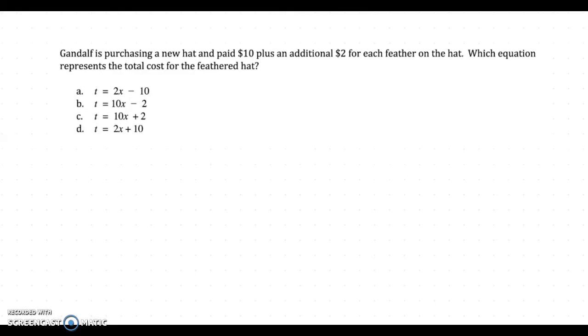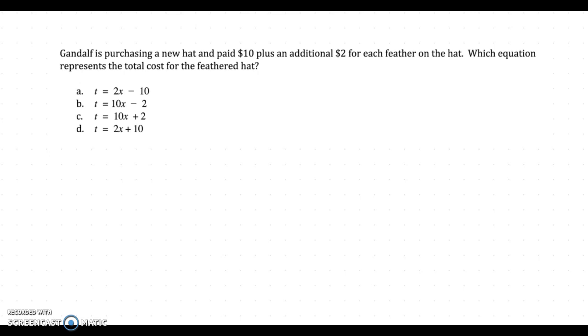In this video, we're going to go through Learning Target 1.2.2, which is talking about writing equations given a scenario. So this says Gandalf is purchasing a new hat and paid $10 plus an additional $2 for each feather on the hat. Which equation represents the total cost for the feathered hat?